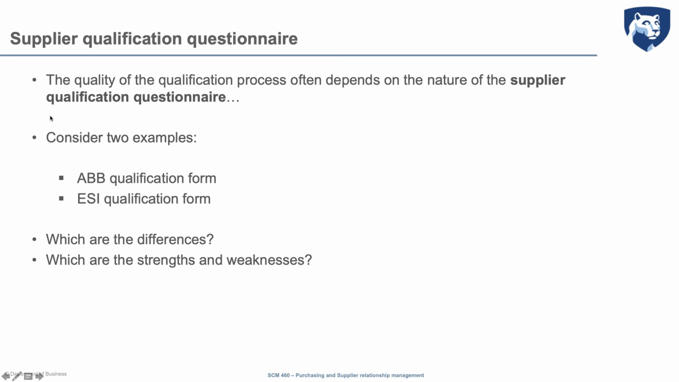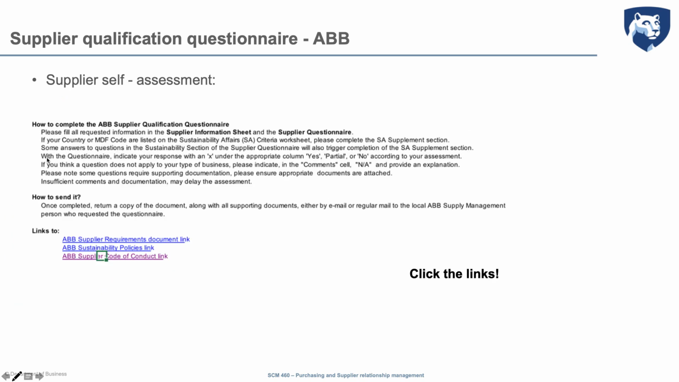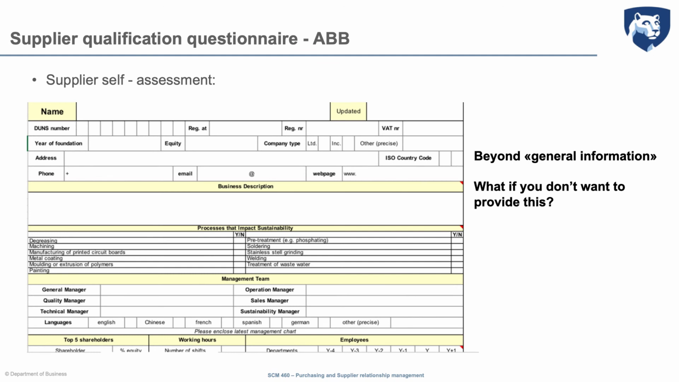As you can see, the supplier qualification questionnaire of ABB is very structured and very in-depth, because the supplier qualification process of ABB is very structured and in-depth. And again, if you click the link, you click on policy, and again, this supplier general self-assessment goes beyond the general information required from a supplier. And again, what if you don't want to provide this information? This will prevent you from being qualified. But again, this is a risk that ABB is taking.